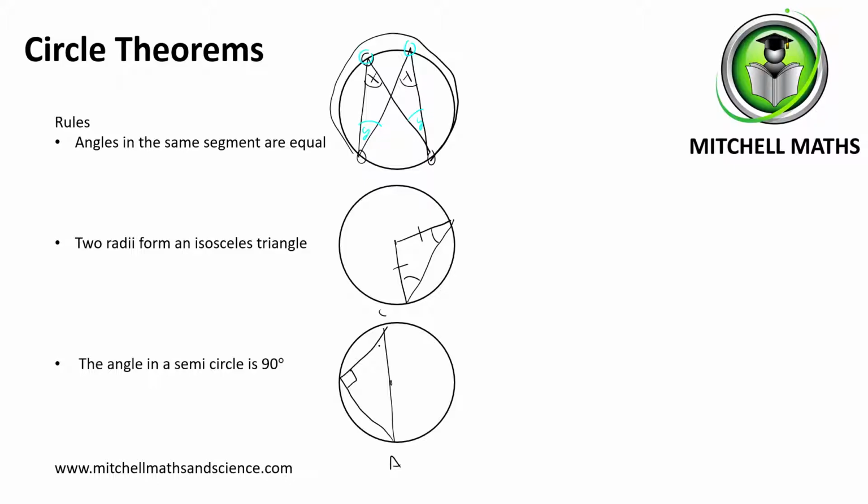Again, it means you only have to know one of these angles in order to work out the other angle in the triangle. So that's angles in a semicircle, 2 radii form an isosceles triangle, and angles in the same segment are equal. So let's have a look at some questions.